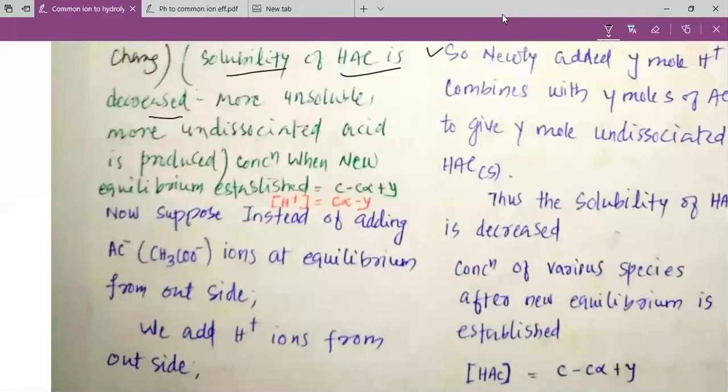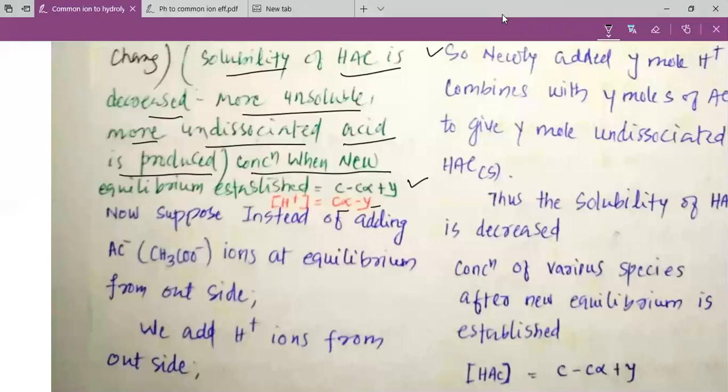Solubility of HAC is decreased. More undissociated acid is produced. Thus, when the new equilibrium is established, the concentration of acid is equal to C minus C alpha plus Y, whereas the concentration of H plus is equal to C alpha minus Y.